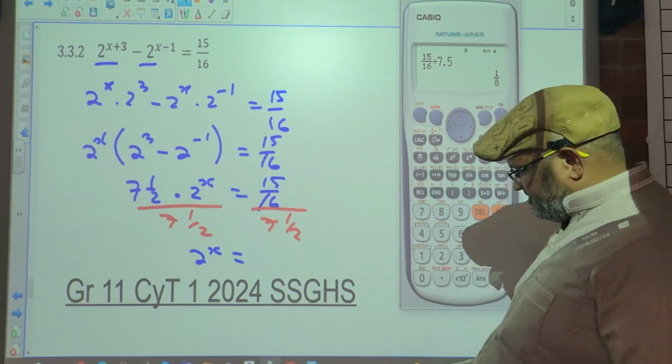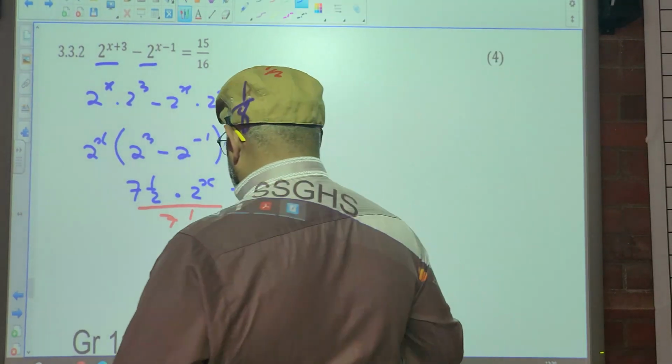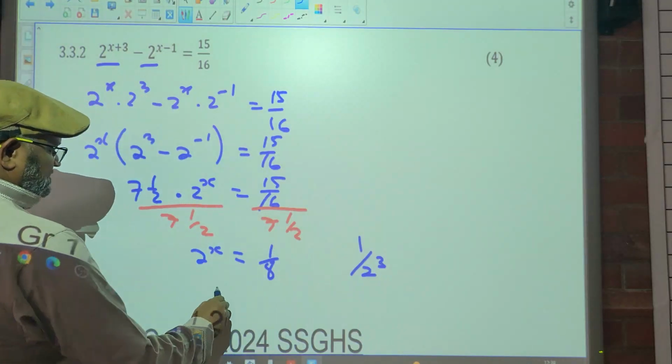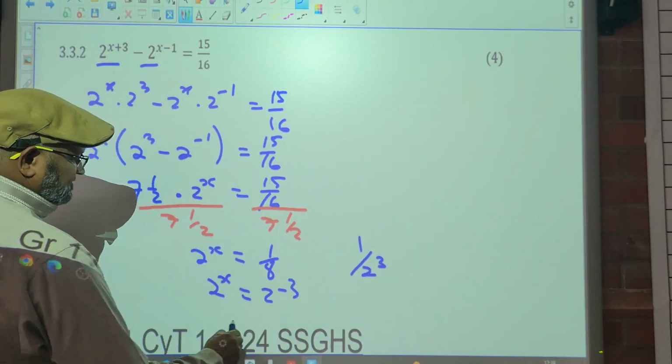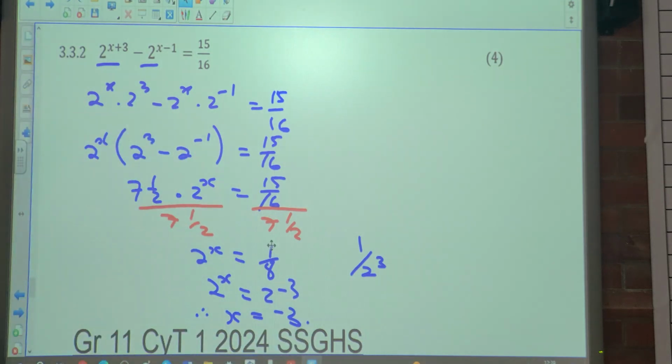1 over 8. People, 1 over 8 can be written as what? 2 to the minus 3, not so? So 2 to the x is equal to 2 to the negative 3. Therefore, x is equal to negative 3.